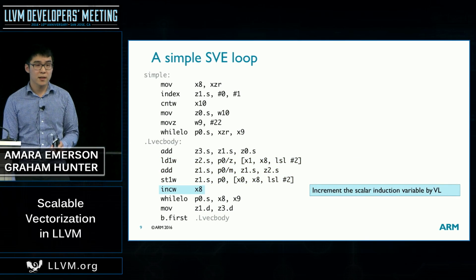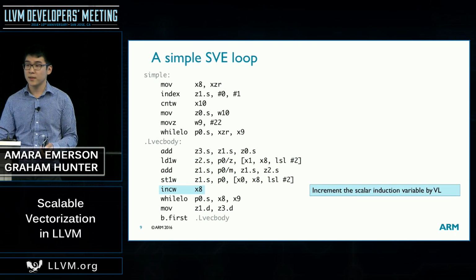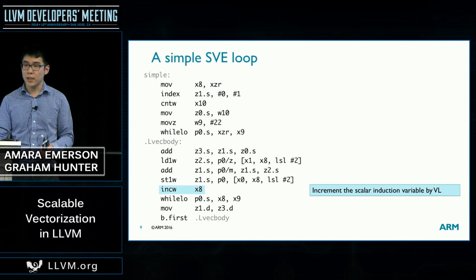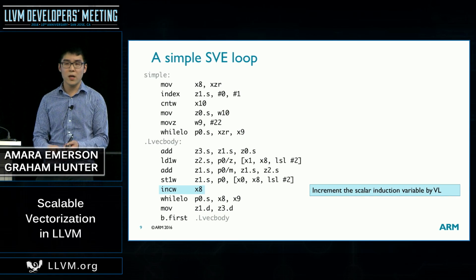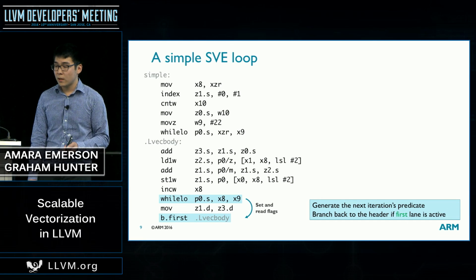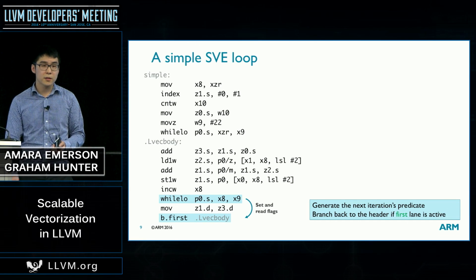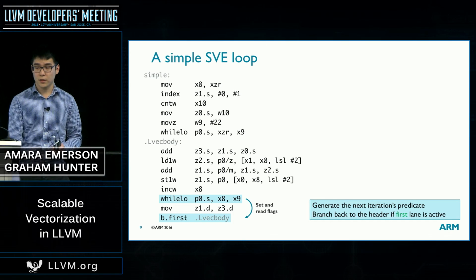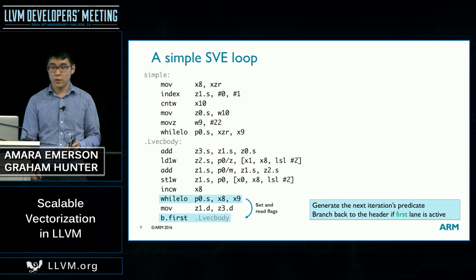Now, the next line, incw, is simply incrementing our scalar induction variable by our vector length. Remember that we don't know our vector length at compile time. So at runtime, this will increment the x8 register by whatever your vector length is on that machine. And finally, we've got another whilelo instruction. This one is creating the predicate for our next vector iteration. We're using the x8 register, which was our scalar induction variable, and we're going to create the next iteration's predicate value in P0.